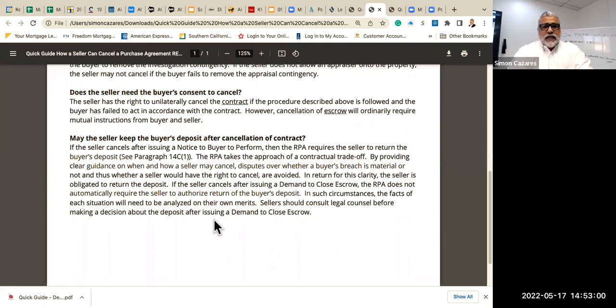The RPA does not automatically require the seller to authorize return of the buyer's deposit. In such circumstances, the facts of each situation will need to be analyzed on their own merit. Sellers should consult, obviously, with legal counsel before making a decision about the deposit after issuing a demand to close or the notice to perform. Now, it's very clear and concise, folks. And what I mean by that is, if the buyer's in breach of the contract and you've done what you have done, then it's very clear.